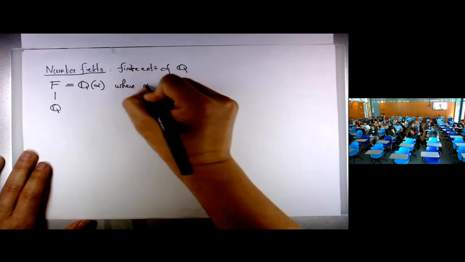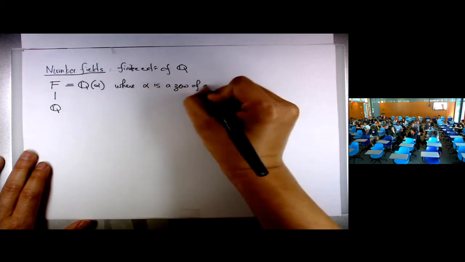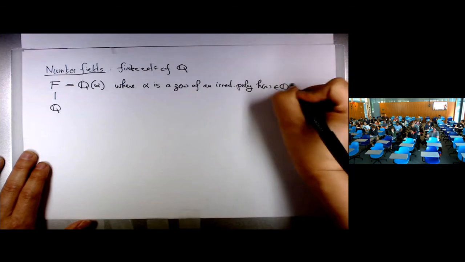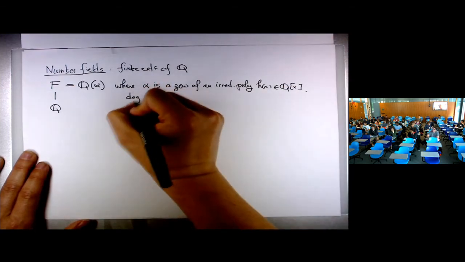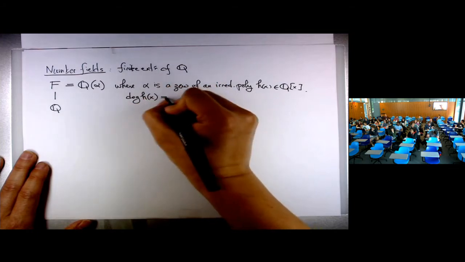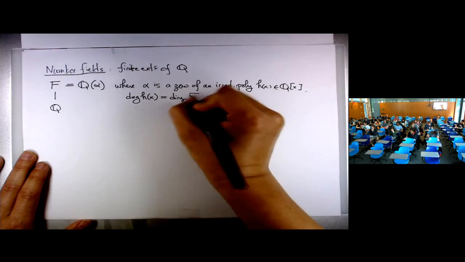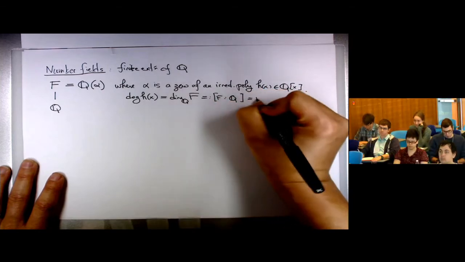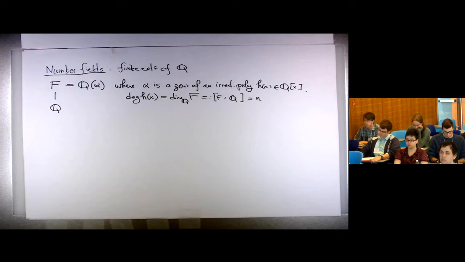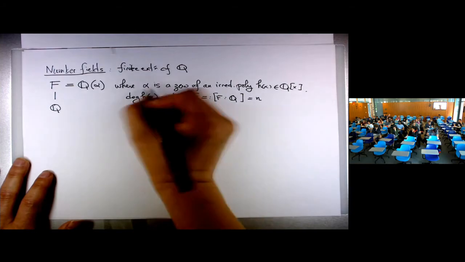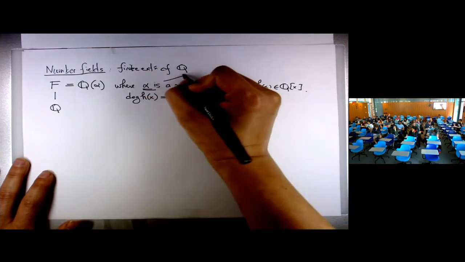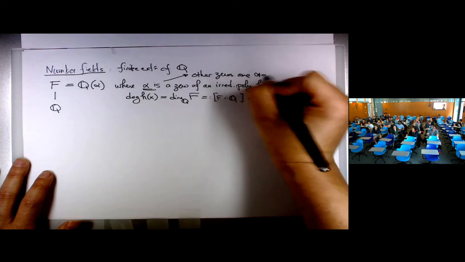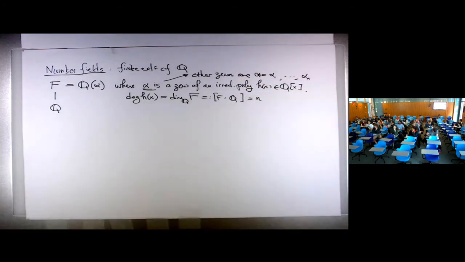So F is Q adjoin alpha, where alpha is a zero of an irreducible polynomial, let me call it h(x), in Q[x]. The degree of h(x) is the same as the dimension of this F as a Q vector space. Sometimes we write this as [F:Q]. We're going to use n to denote the degree of the extension. And alpha is a zero of this irreducible polynomial. Let me write all the zeros, including alpha, as alpha 1 through alpha n.